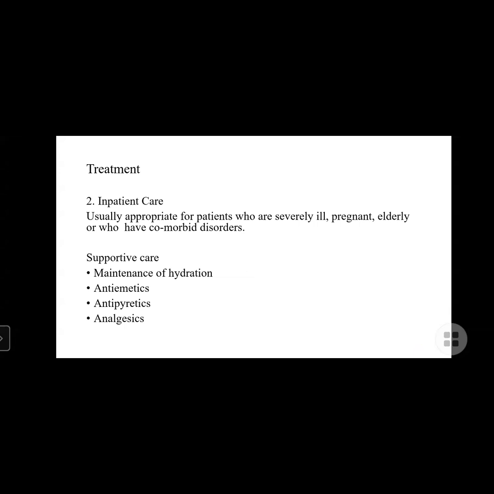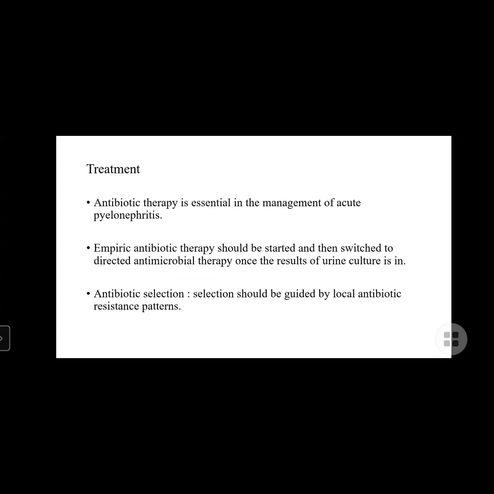For supportive care, we usually try to maintain hydration by giving IV fluids. If the patient is vomiting or there's nausea, you can give antiemetics. You can also give antipyretics if there's fever, and analgesics if the patient is in pain. The mainstay of treatment is antibiotic therapy. We usually start with empiric antibiotic therapy, and then if the results of the urine culture and sensitivity are in, we switch to directed antimicrobial therapy. In doing this, we should be guided by our local antibiotic resistance patterns.